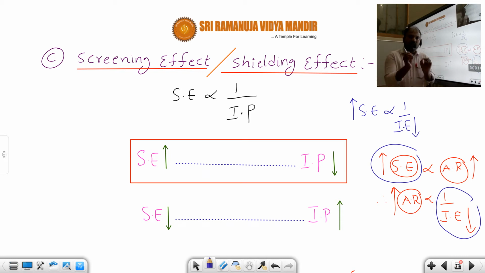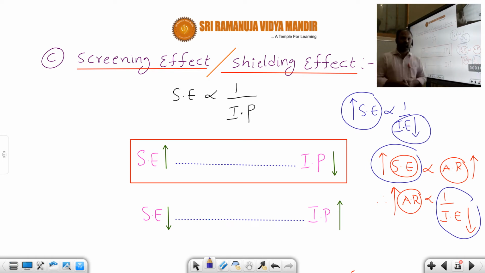So here we supply a very small quantity of energy to remove the electron, so ionization energy is less. When the electron is loosely bound, ionization energy is less because we are supplying a very small quantity of energy to remove that electron. That's why ionization energy is less. Whenever the shielding effect is more, ionization energy is less. Now suppose we imagine that the shielding effect decreases. What will happen?